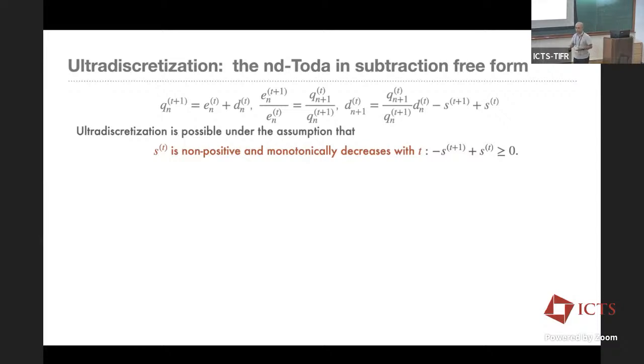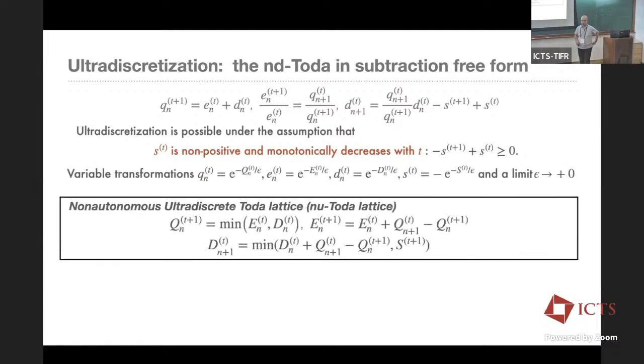our newly introduced non-autonomous parameter, some difficulties will happen. But if we assume this assumption, so S of t is non-positive, and also has some monotonicity, like decreasing with t, in this case this term should be positive. And moreover, S of t plus 1 could be larger than or equal to S of t. So in this case, it's possible to apply our ultra-discrete limit.